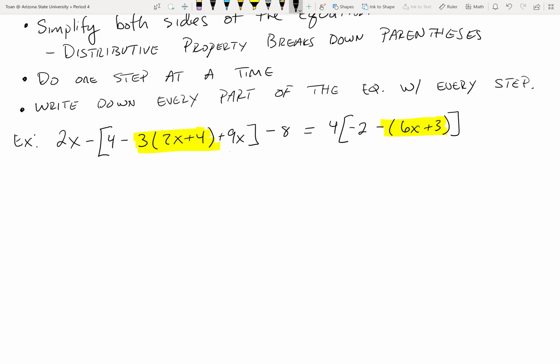But in my next line, I am going to write it down. So even though I don't use the 2x, I write down the 2x. Even though I don't use the minus, write down the minus. Copy the bracket 4. Now I'm at the distribution step. This is where I'm going to write down my result.